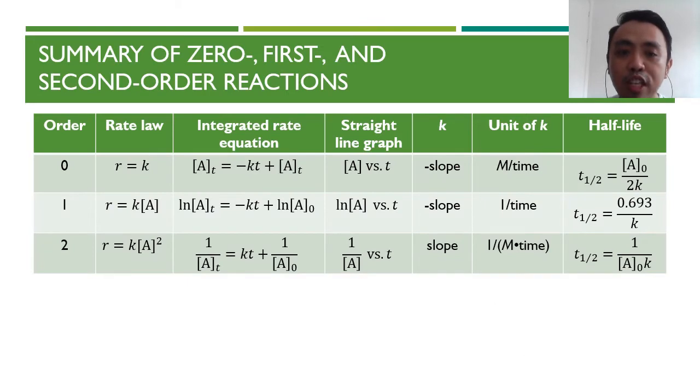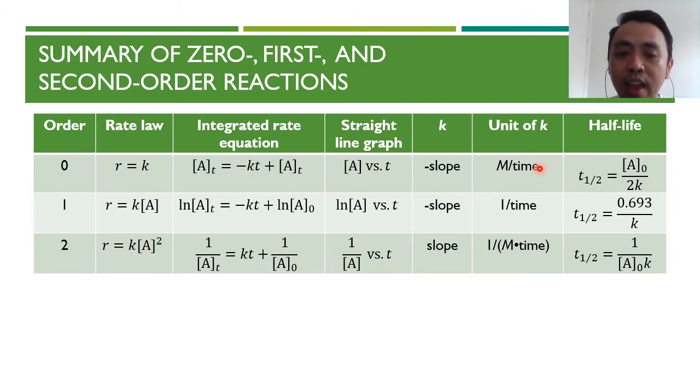The relevant equations for the zero, the first, and the second order reactions are summarized in the table shown on the screen. In the second column, you have all of the rate laws for the zero order, the first order, and the second order reaction. The integrated rate equations, which we shall use in a bit, are also summarized here in the third column.